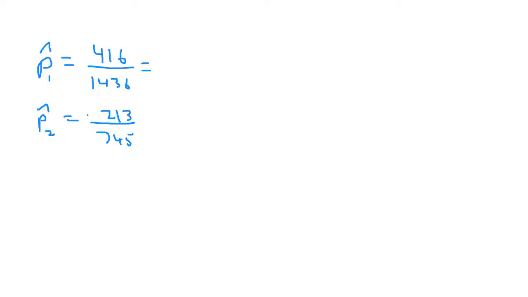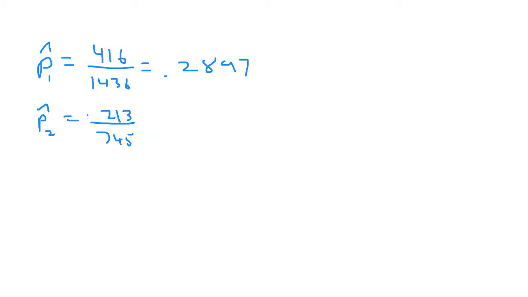Okay, let's see, what's 416 divided by 1436? Is that what it is? Yeah. 0.2897, something like that. Now the great thing is StatCrunch will keep track of it exactly, but I'll just put what I have. 0.2897.